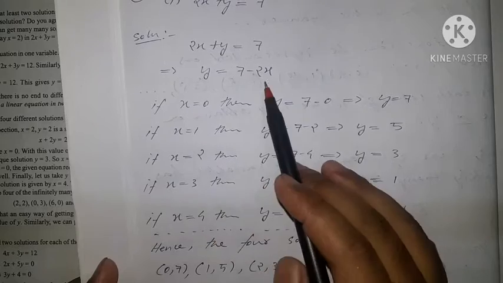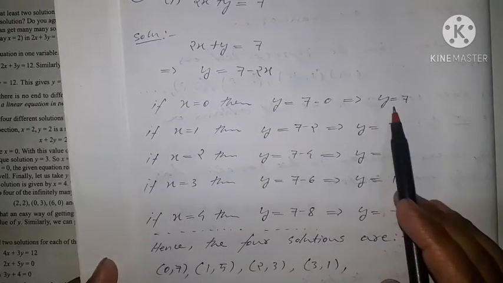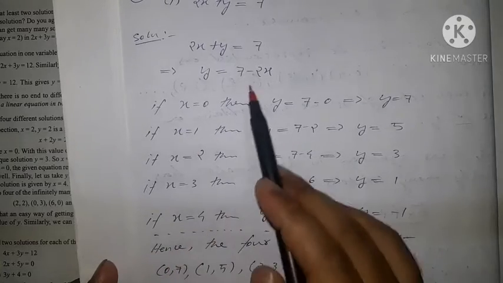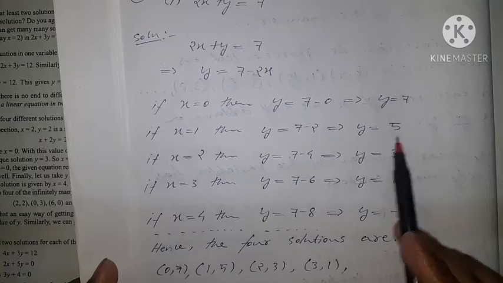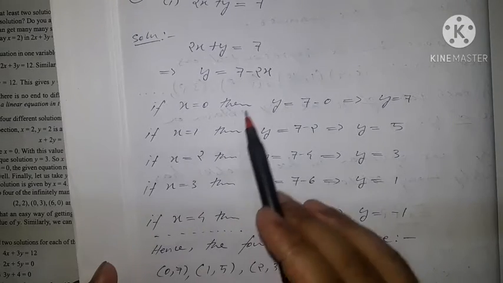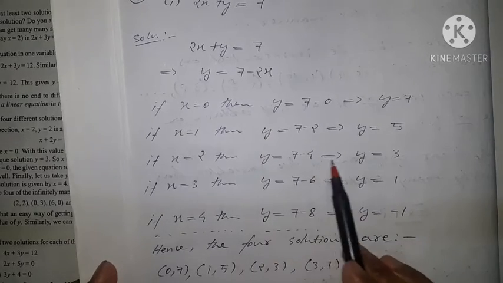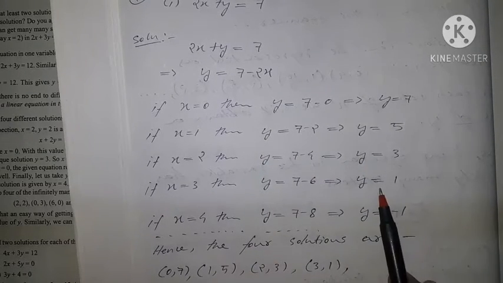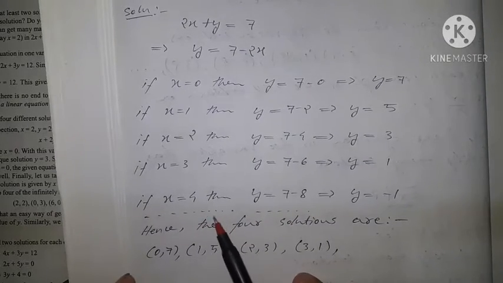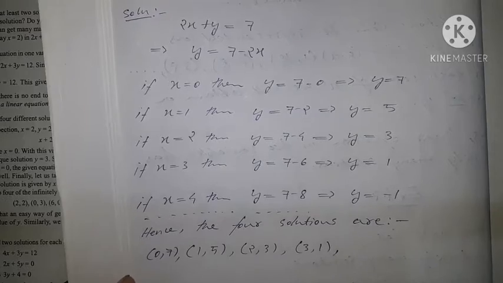If we put x equals 0, it becomes 0, so therefore y equals 7. If x equals 1, then it becomes 7 minus 2, that is y equals 5. If x equals 2, then 2 2s are 4, so 7 minus 4, y equals 3. Similarly, if x equals 3, y equals 1, and x equals 4, y equals minus 1, and it continues like this.